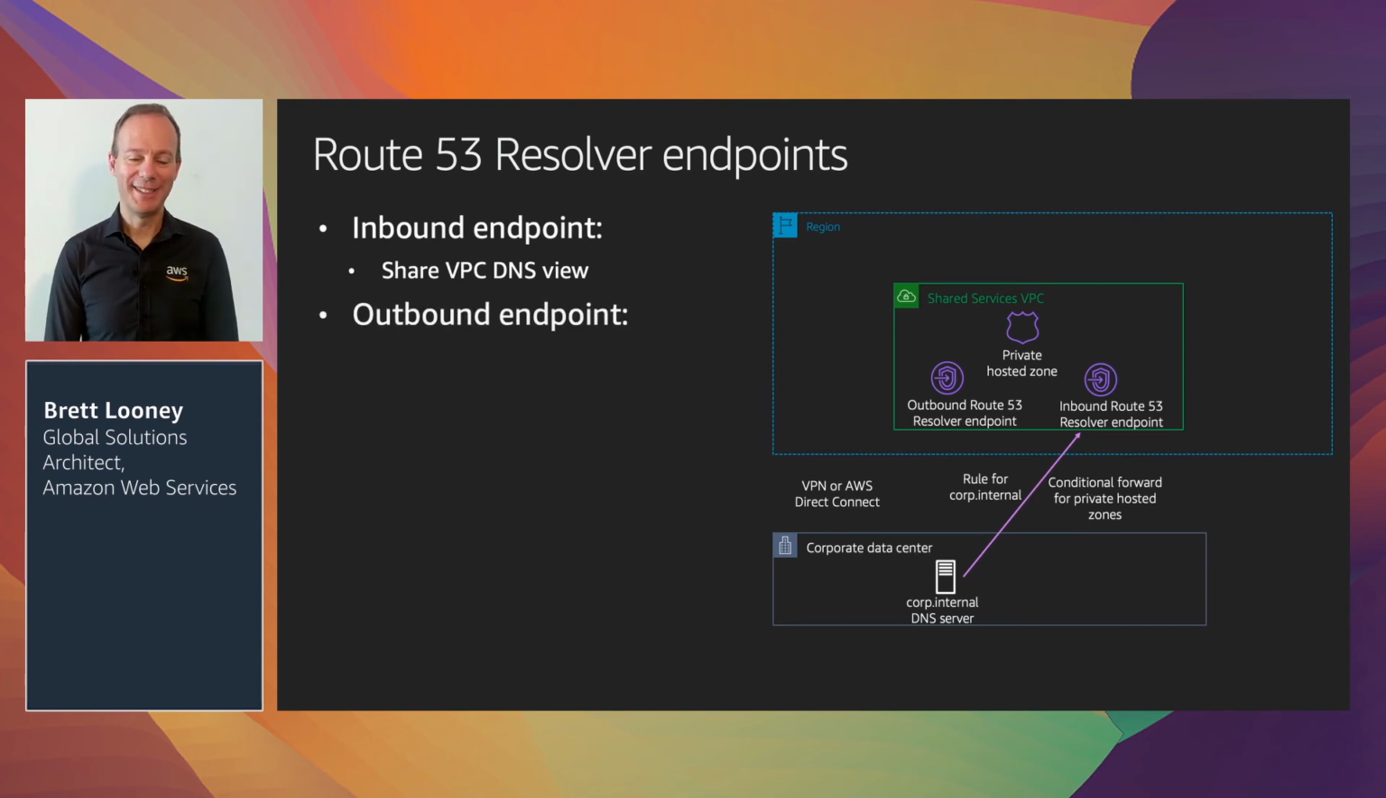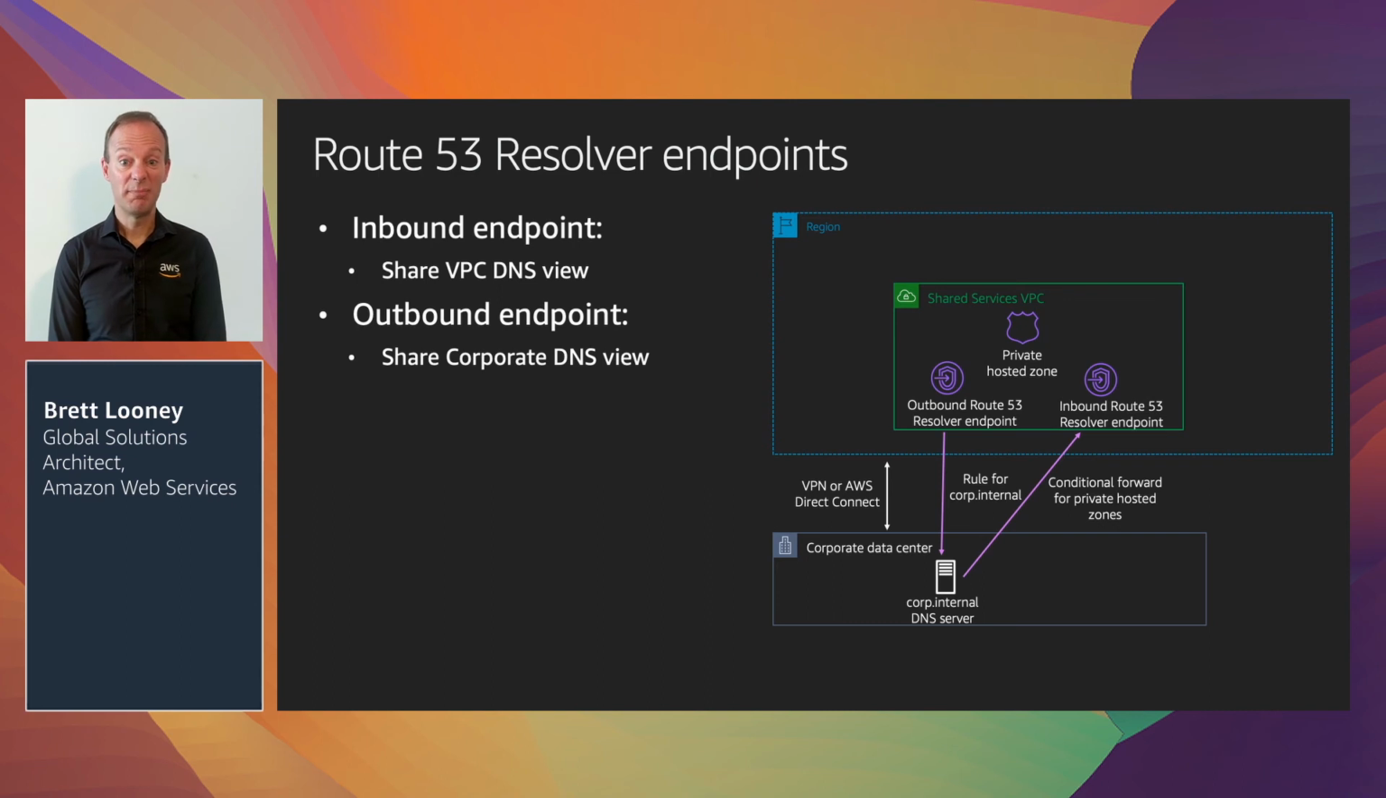An outbound endpoint does exactly the opposite. It appears as an IP address inside the VPC, and it means that services inside the VPC can look things up and are then forwarded to your corporate DNS server. That can be via VPN or Direct Connect, we don't mind. And again, there's built-in redundancy.